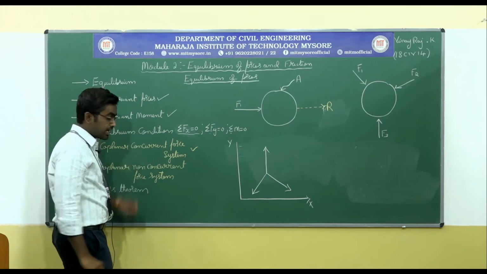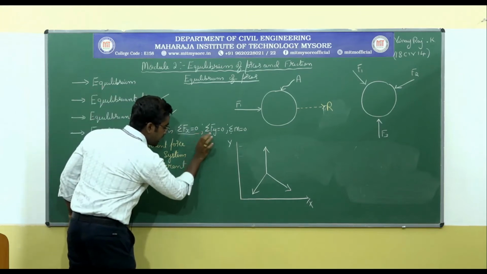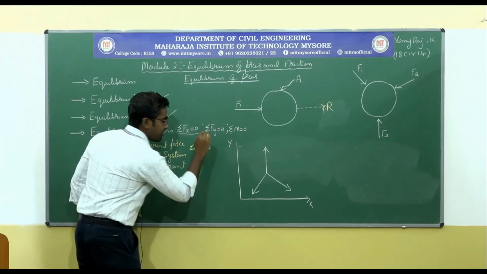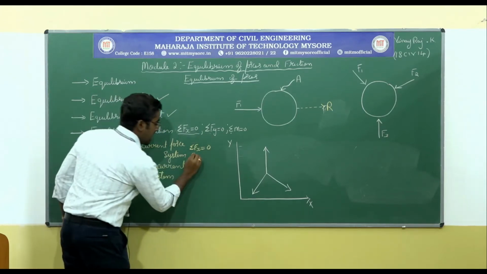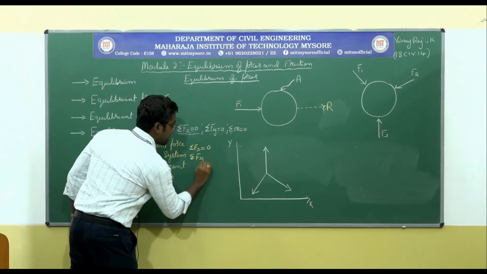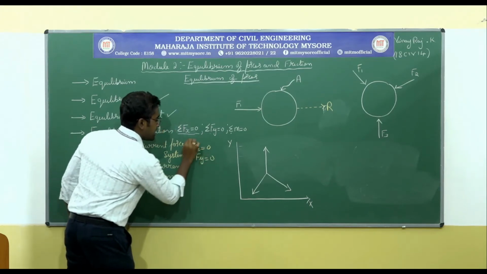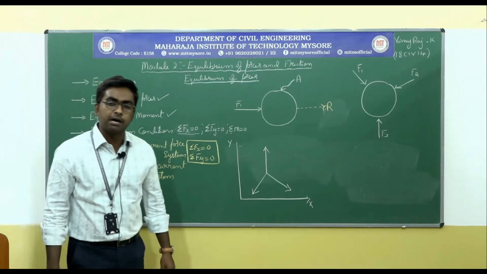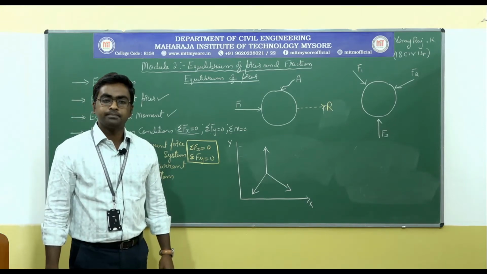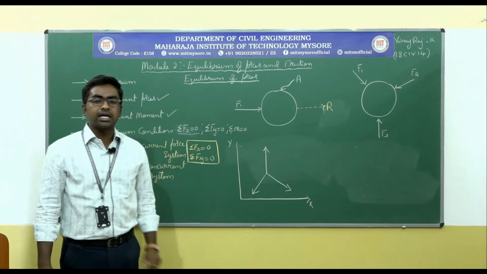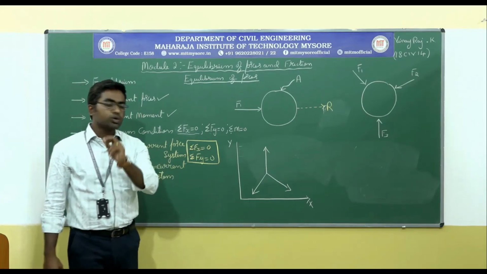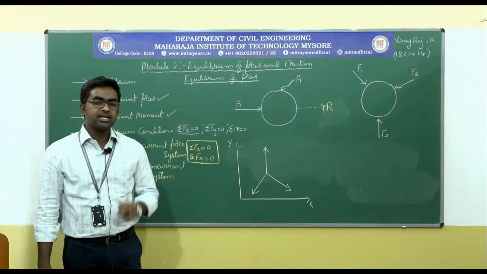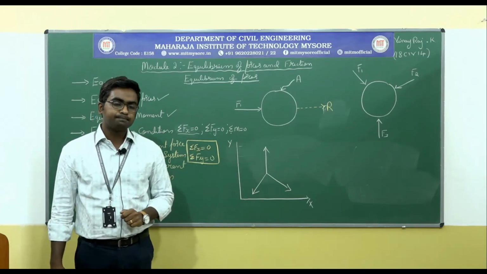For a coplanar concurrent force system, the equilibrium conditions to be satisfied are only two, that is, summation of Fx is equal to 0 and summation of Fy is equal to 0. Summation of M is equal to 0 will not come under a coplanar concurrent force system. Understood? If the problem is a coplanar concurrent force system, then you can use only two equilibrium conditions to solve the problem. That is the important point, right?